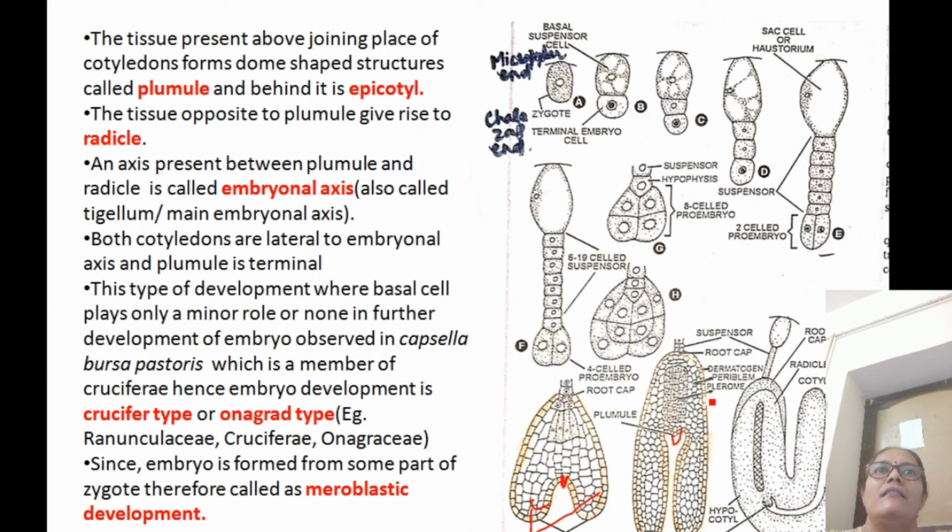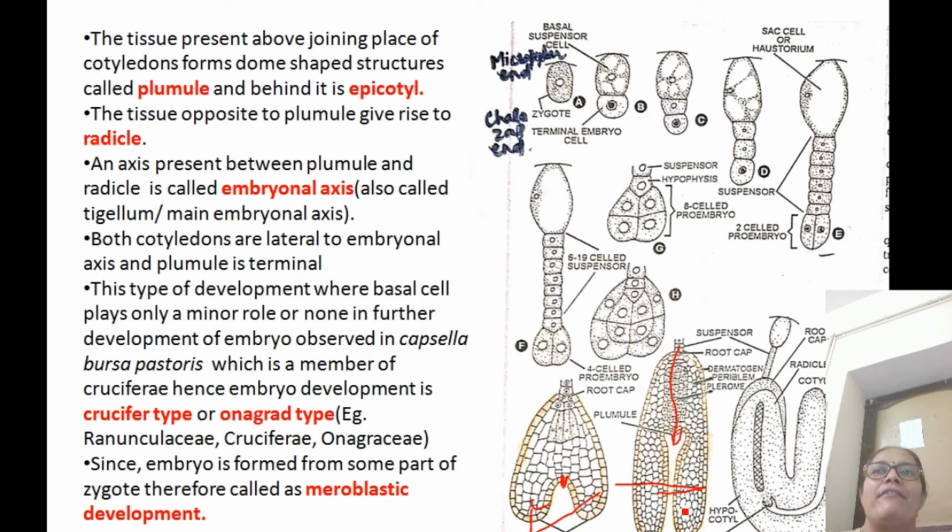Right? Then there develops an axis between plumule and radicle, that is called embryonal axis. In some books it is written main embryonal axis or tigellum. Both the cotyledons are lateral to the embryonal axis and plumule is the terminal. So this is the embryonal axis. So these two cotyledons are lateral to the embryonal axis and plumule is the terminal.